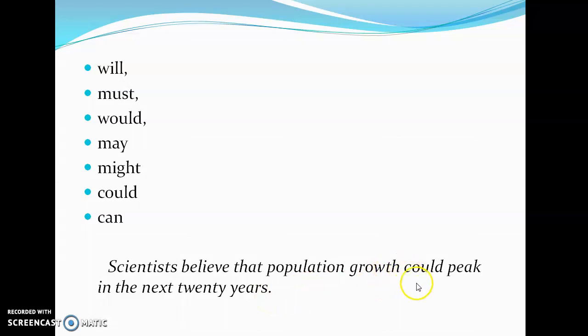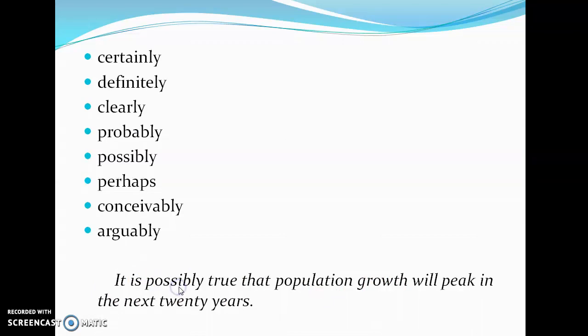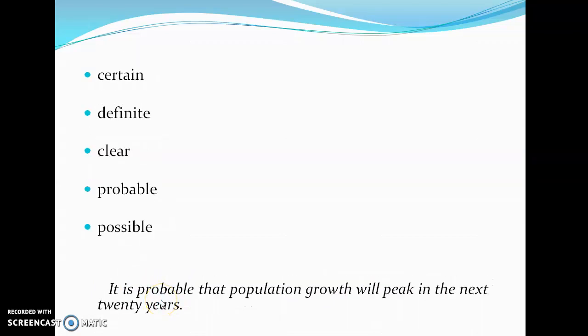Here the modal verb could shows that if there are some objections, they can also be expressed, because the modal verb could is given to express the hedging language. And also words like certain, clear, probably, and possible can serve to hedge the writer's opinion. Here, it's probable that population growth will peak in the next 20 years. Here the word probable is helpful to hedge the writer's opinion.